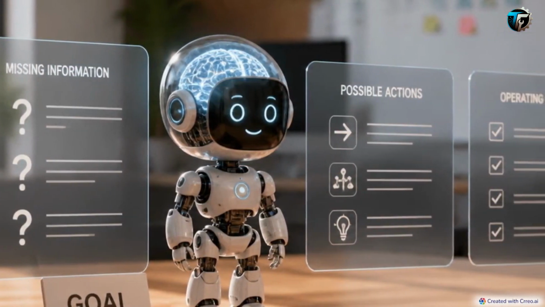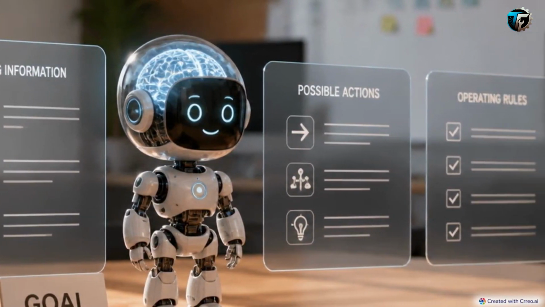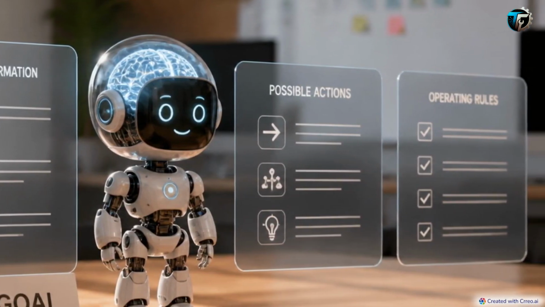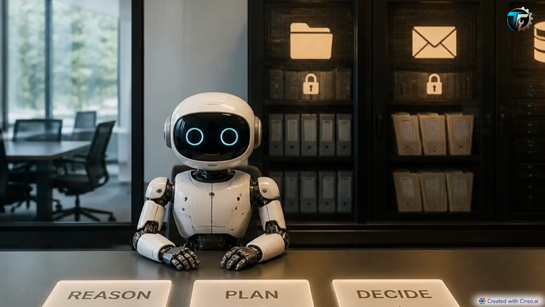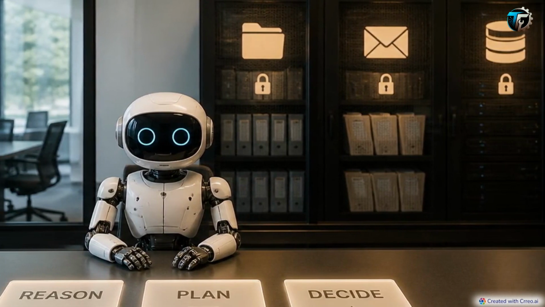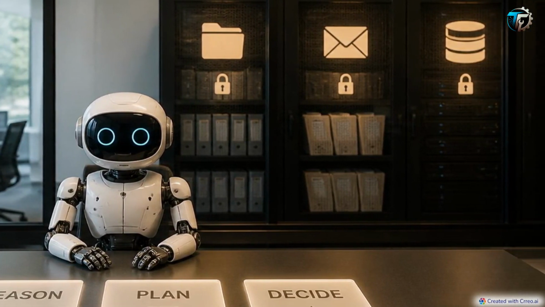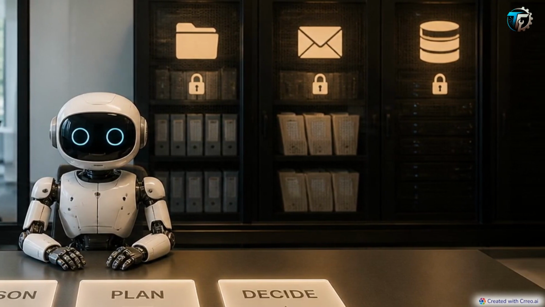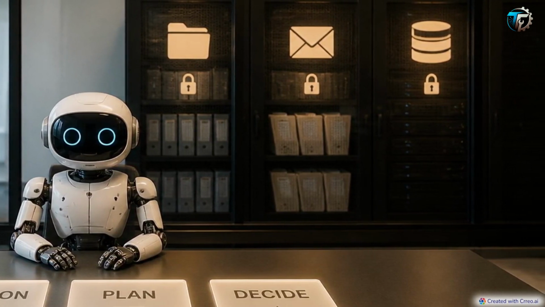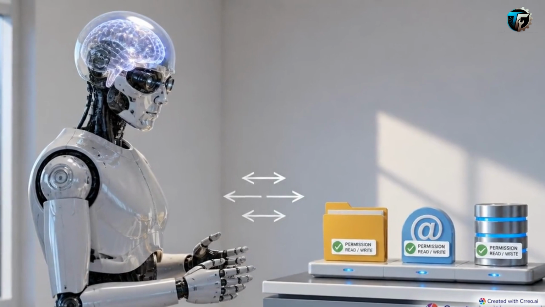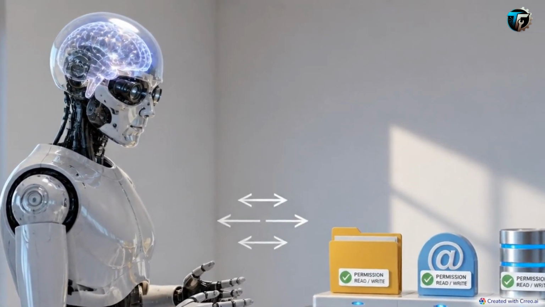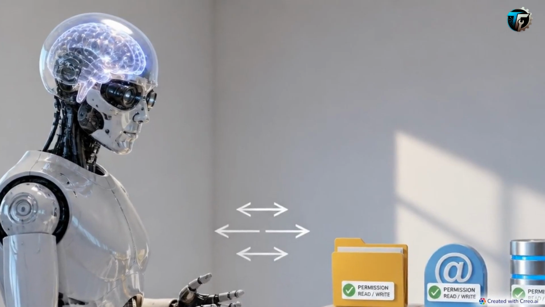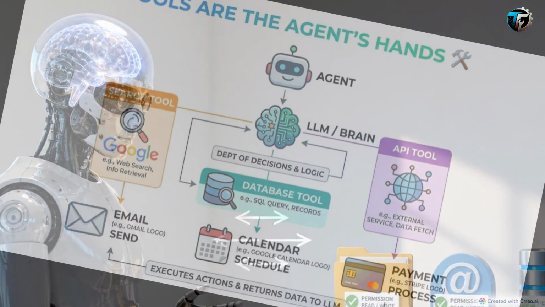So where does the intelligence come from? In many modern agent architectures, the LLM acts as the reasoning engine. It interprets the user's goal. It determines what information or actions may be needed. And based on the available tools and instructions, it can decide what to do next. But an LLM alone can't magically access every system in your company. That's where tools come in.